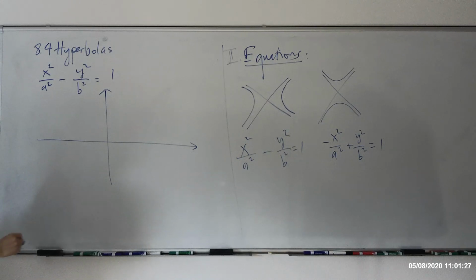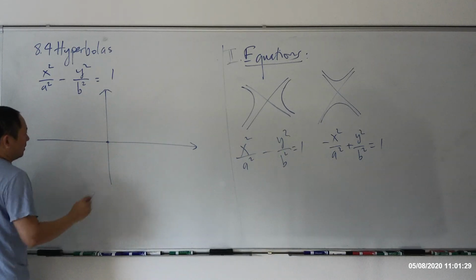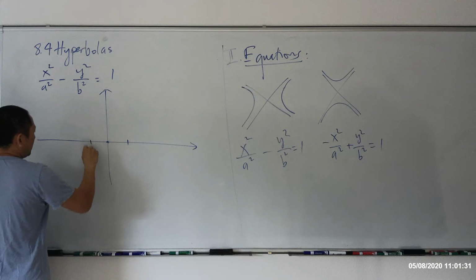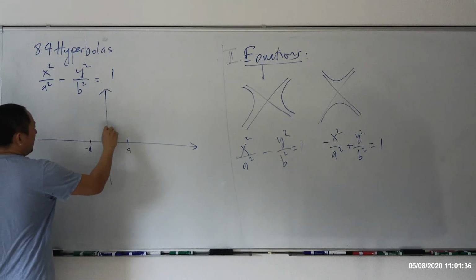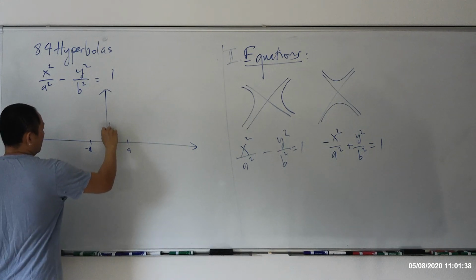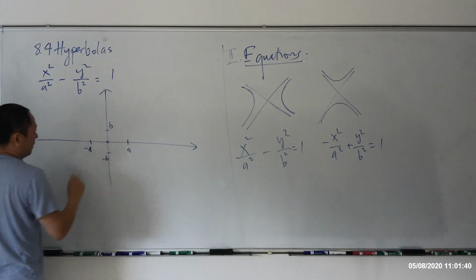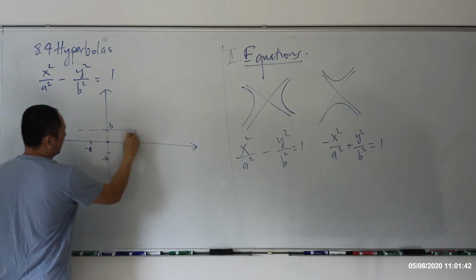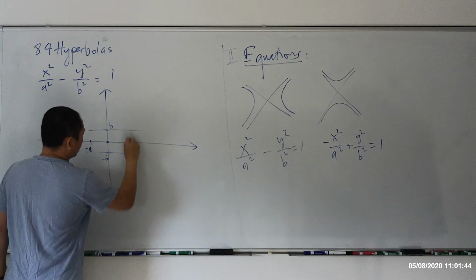Sketch a graph. From the origin, you go left or right a units. Okay, go up and down b units. Alright, so what we're going to have is a rectangle.